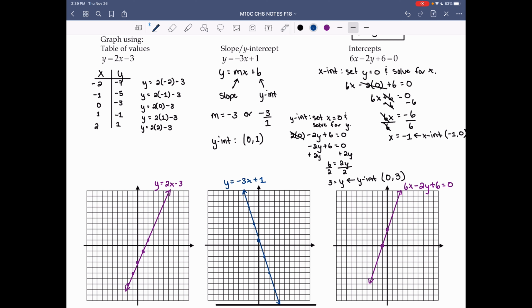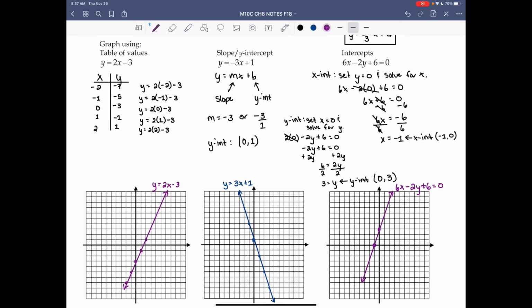Found another error here in the last one. I wrote 2 times 0. That's supposed to be 6 times 0 because it's 6x in the equation. It doesn't change the value of our y-intercept since it still is going to equal 0. 6 times 0 is 0, but just for clarity's sake, that should have been 6 times 0 minus 2y plus 6 equals 0. So there you have 3 different methods to draw the graph of an equation.